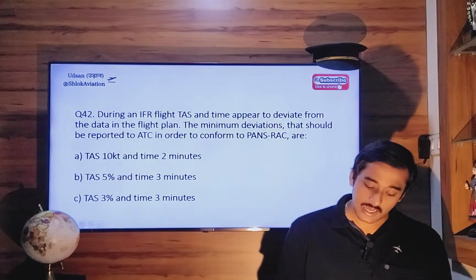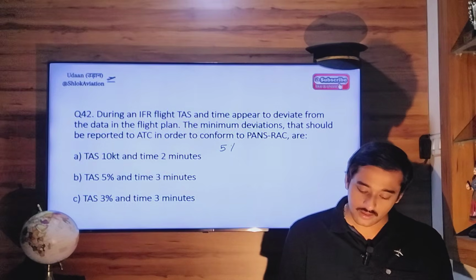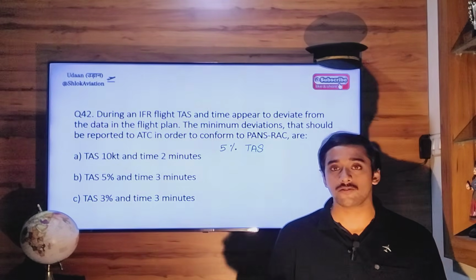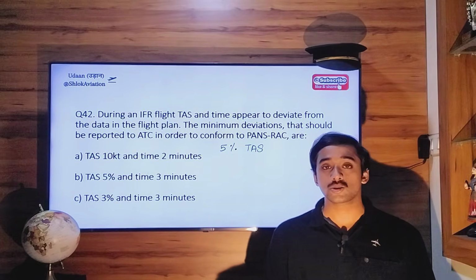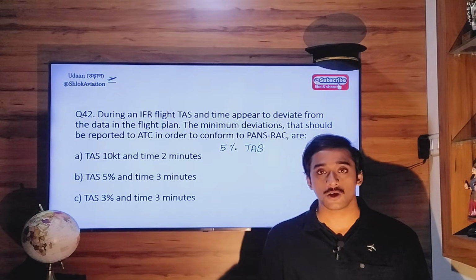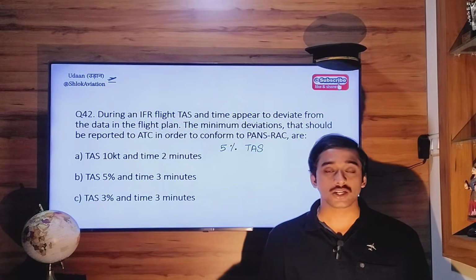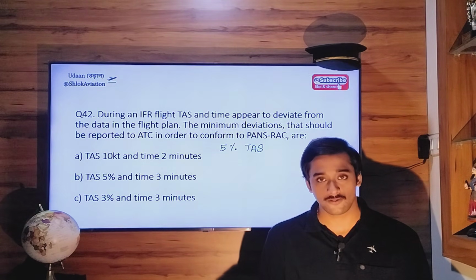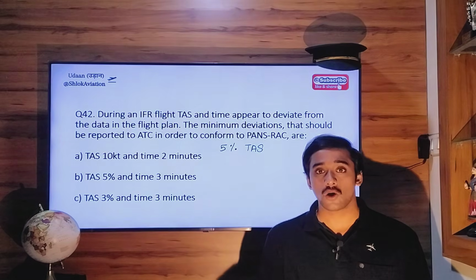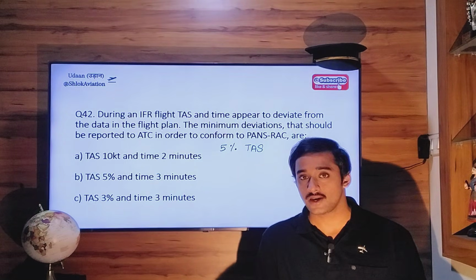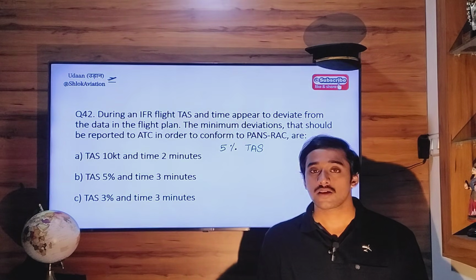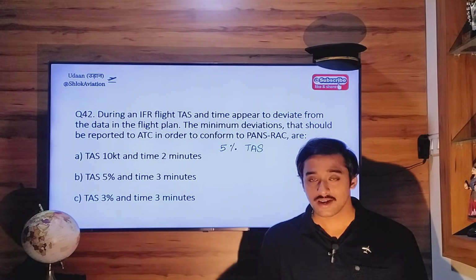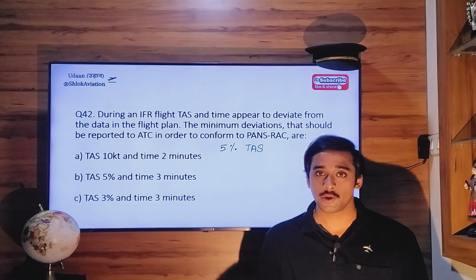So, a deviation of 5% of the true airspeed that you filed in your flight plan. Let's say you have filed a true airspeed of 400 knots in your flight plan, but the actual speed that you are flying at during the cruise phase of your flight is in excess of 400 by 5%, or less than 400 knots by 5% of it. So you are going to report that deviation to ATC.